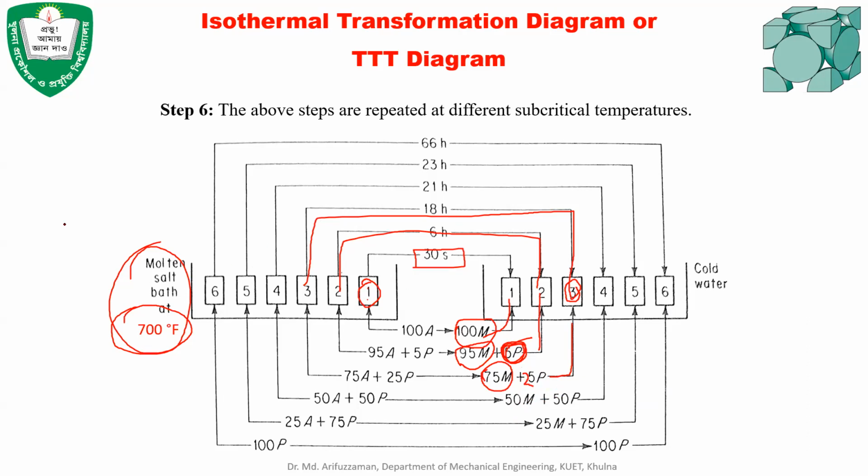And this is applicable only for 1080 steel. That means 0.8% carbon steel. Okay, all the products are perlite. But if it is less than 0.8% carbon, it will not be only perlite. There will also be some ferrite produced. Okay.